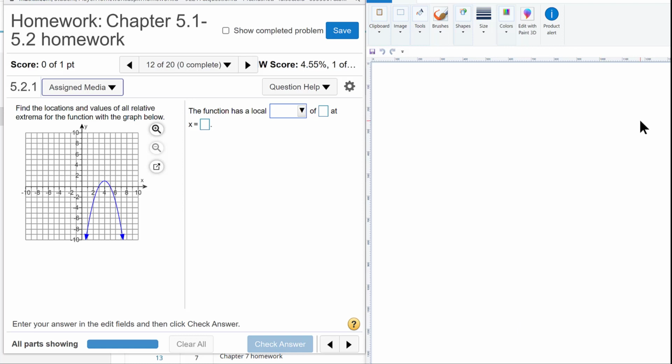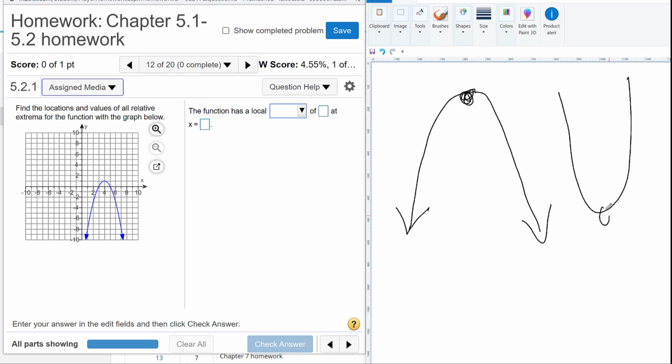Chapter 5, Section 2 is all about extrema. And extrema just means extreme values, that is, the highest and lowest points. Some functions have an absolute extreme. For example, this one has an absolute max because it has a highest point where no other point would be higher. Whereas a curve like this would have an absolute minimum because it has a lowest point where no other point is lower.